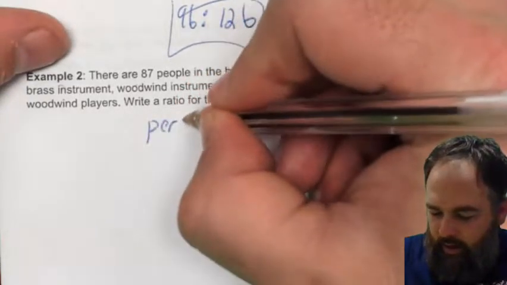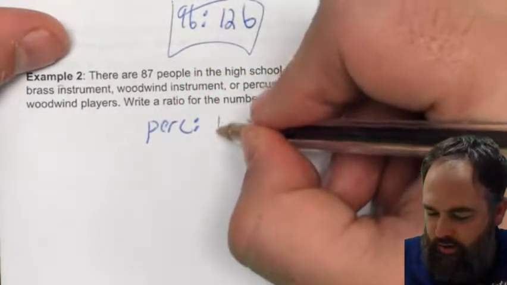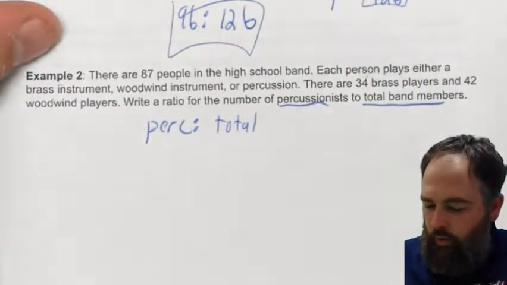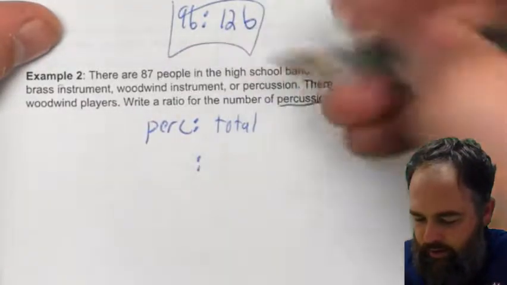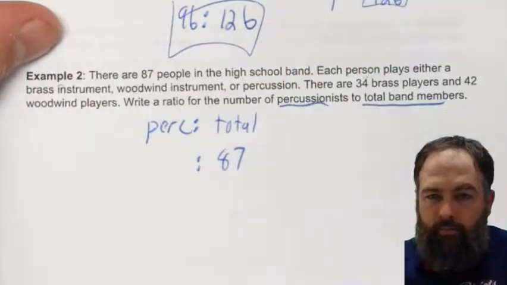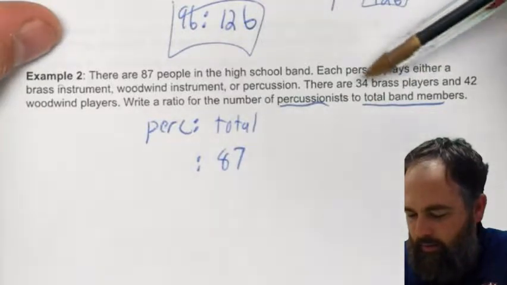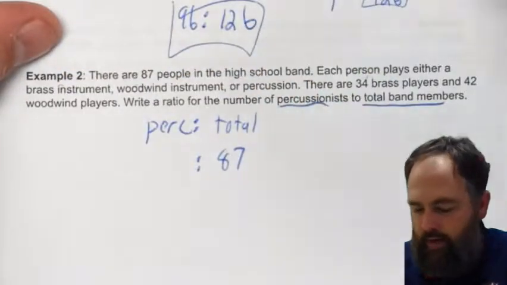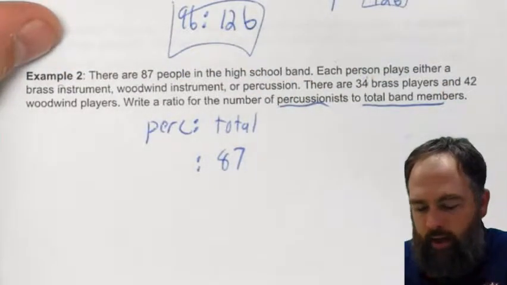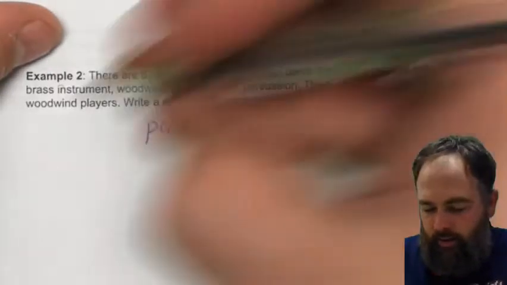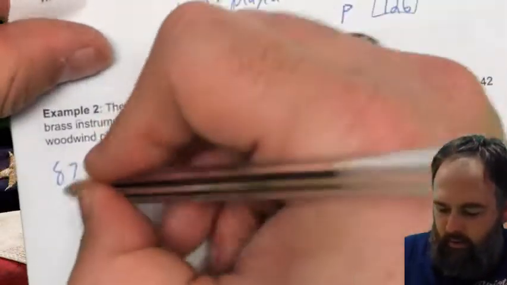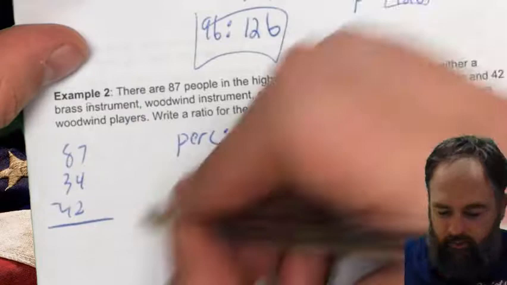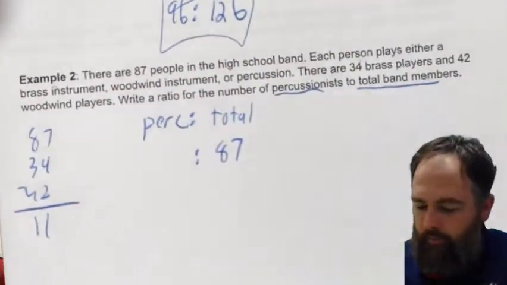So it looks like my ratio will be written as percussionist to total. Well, as I'm going through here, it looks like there's 87 people total, but I don't have the number of percussionists anywhere. That's why it's important that everybody has to fit into one of these 3 categories. Since I know brass and woodwind, I can just subtract those out from 87 and be able to get it. So 87 minus 34 minus 42, and that is going to give me 11 people left over.